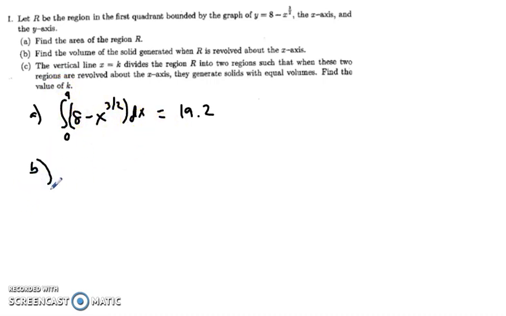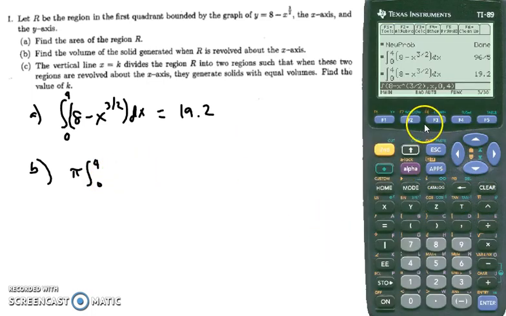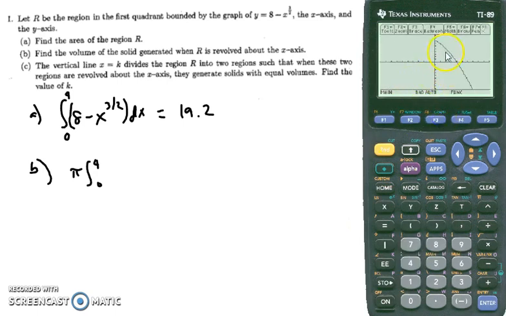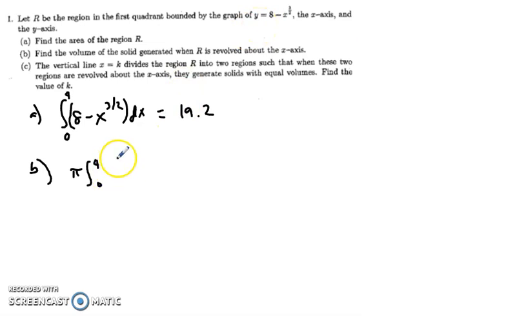So part B says, find the volume of the solid generated when R is revolved around the x-axis. So we're going to have the constant pi, same limits of integration, and then just to remind you, since this graph is adjacent to the axis of revolution, which is the x-axis, we could use the disk method. So all we have to do here is square 8 minus x to the 3 halves and multiply that integral by pi.